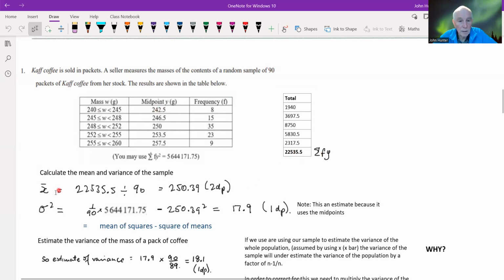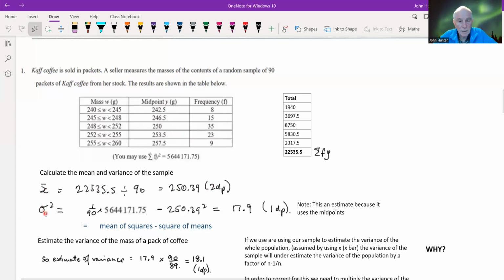Okay, so the mean, it's that 22,535.5 divided by the counts. That's going to give us a mean of 250.39, well, grams, in fact.